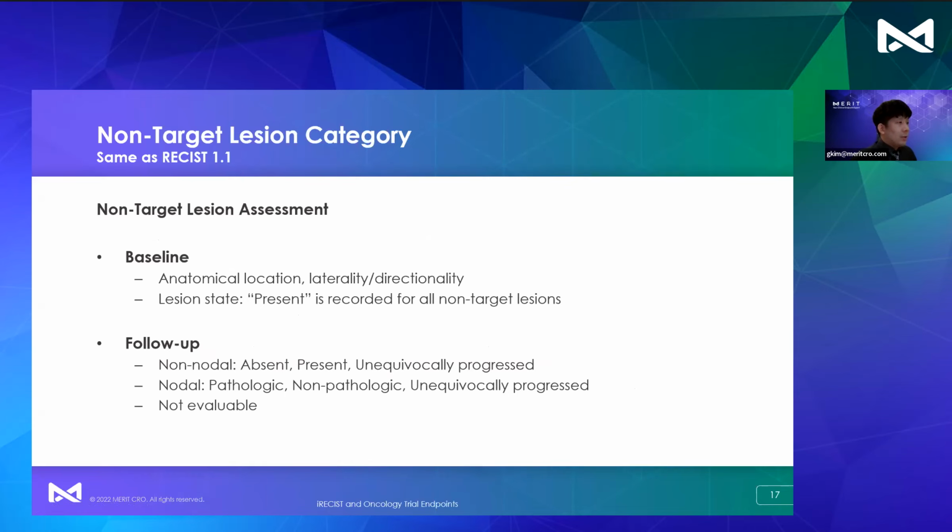So the non-target lesion assessment for iRECIST would still be the same as RECIST 1.1. At baseline, we record the location of the lesions, a lesion state, and the size as an option. Upon follow-up, we record how the tumor has progressed or responded: absent, present, or progression. The same applies to nodal lesions, whether they stay non-pathologic, pathologic, or pathologic with progression. Not evaluable could also be an option to record, just in case scans have bad quality or there are missing visits.